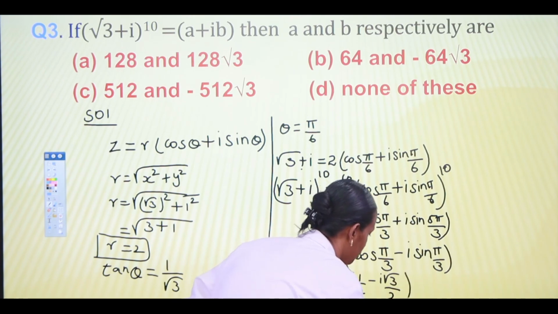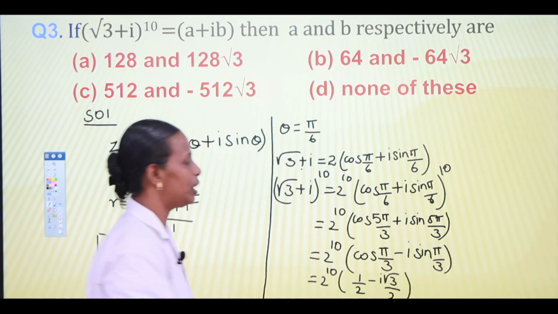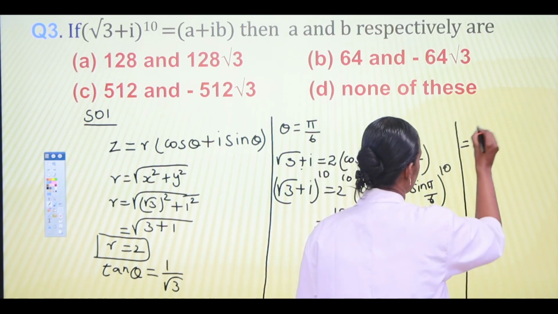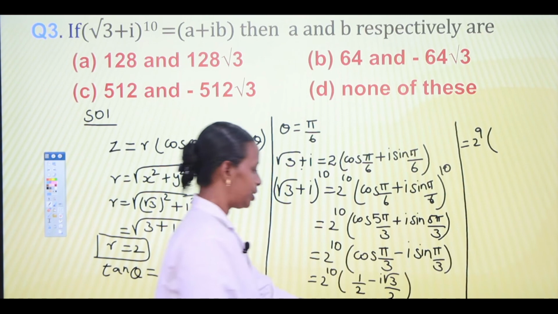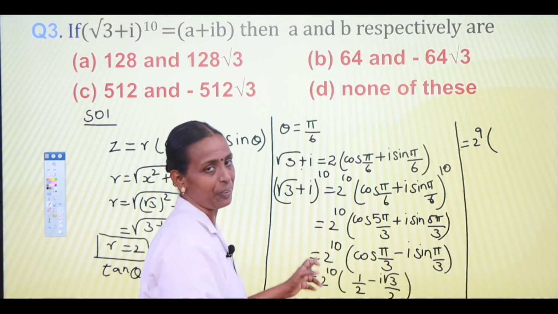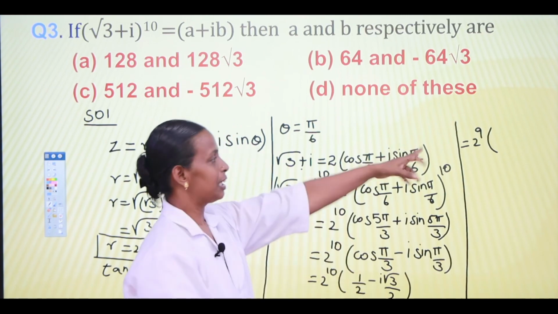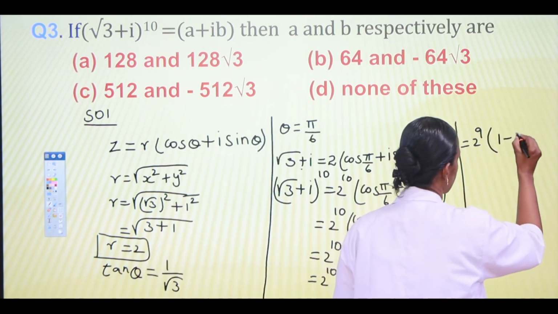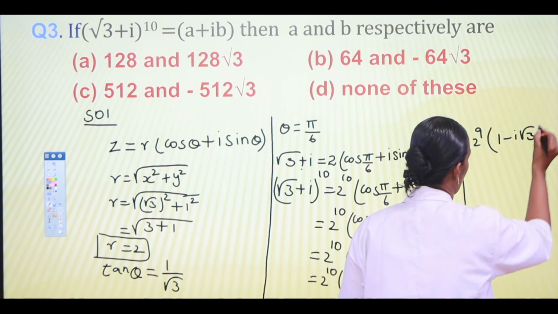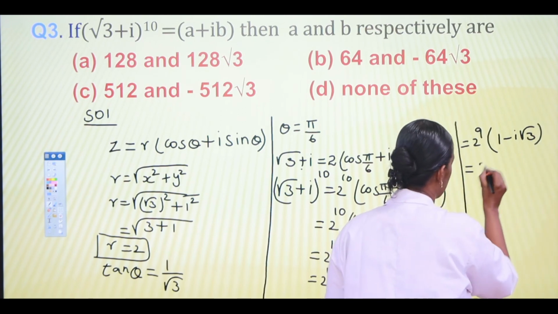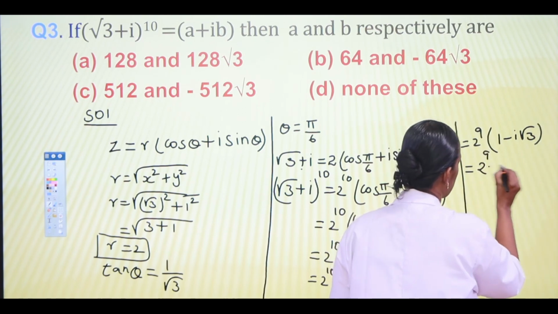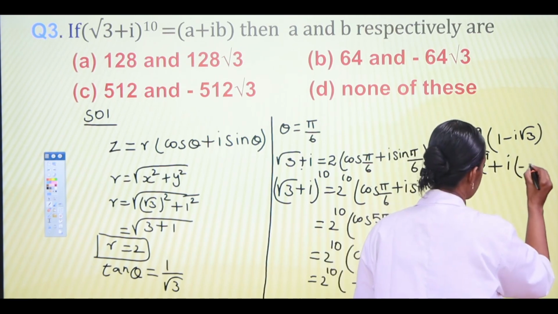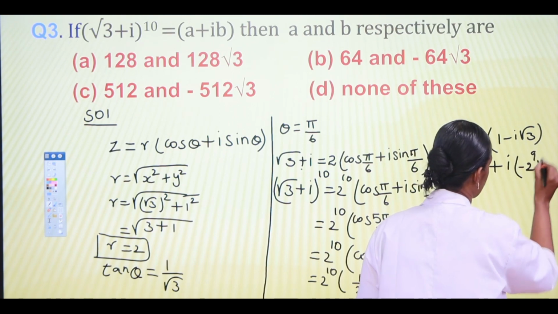Now taking 2 common outside and cancelling, the remaining term is 2 power 9, because from 2 power 10, one 2 gets cancelled. So 2 power 9 times 1 minus i root 3. Now this is nothing but 2 power 9 plus i into minus of 2 power 9 root 3.